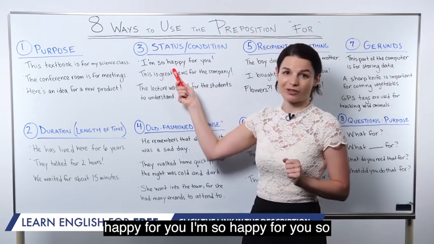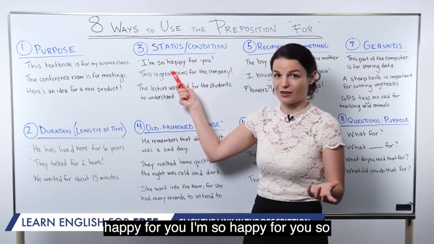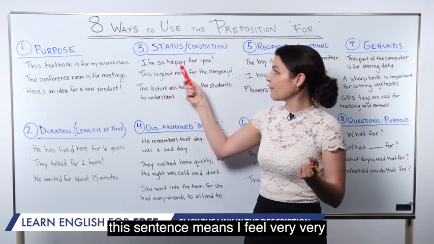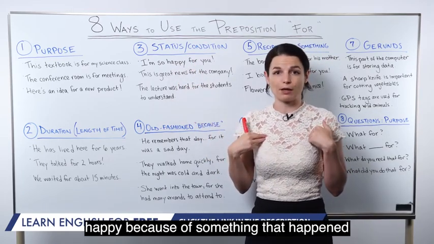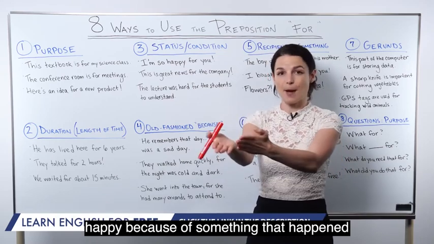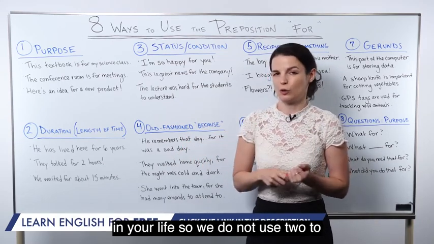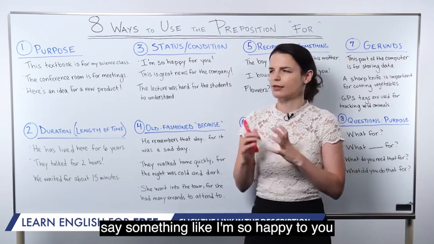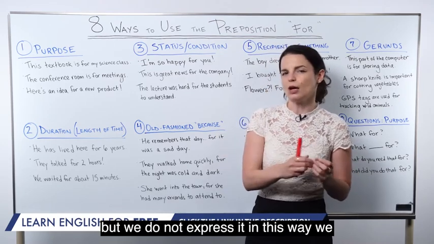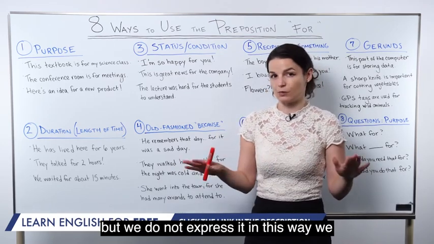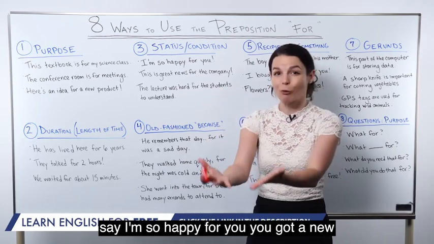I'm so happy for you. So this sentence means I feel very, very happy because of something that happened in your life. So we do not use "to" to express this. Sometimes I see learners say something like, "I'm so happy to you," but we do not express it in this way. We say, I'm so happy for you.